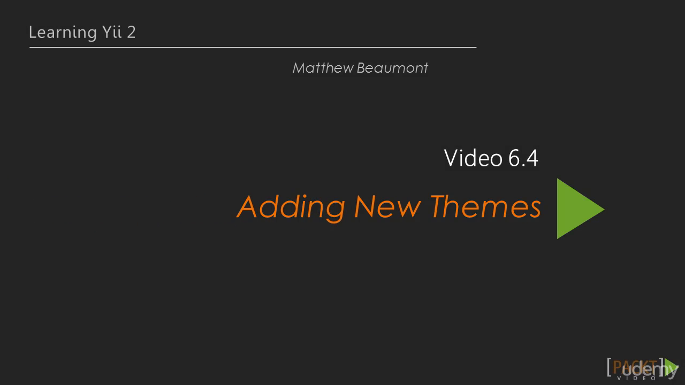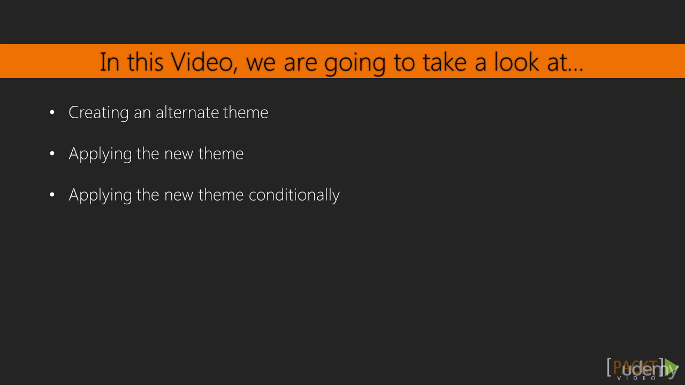Welcome back to the final video of Section 6, Adding New Themes. In the last video, we learned how to use the List View widget to display a list of models. In this video, we will look at how we can create alternate themes for our application.